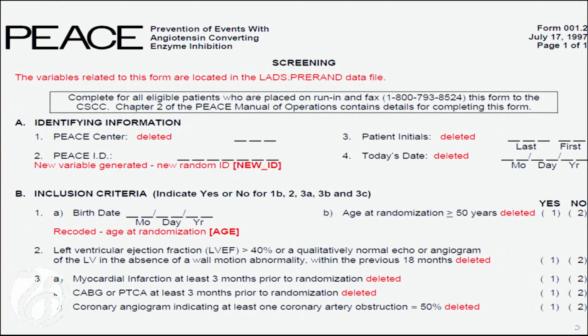Here's an example of putting together a set of data for sharing. This is a problem. This is because of HIPAA. This is data from the PEACE study, which was a study of prevention of events with ACE inhibitors. And this is publicly accessible, but they had to remove any observation that would let people figure out who the person was, okay? So, of course, you don't have the center, and you don't have the ID, and you don't have the initials, and you don't have the date, and you don't have the inclusion criteria, and you don't have the birth date, and you don't have the LVEF, and you don't have whether they had an MI before, none of that stuff, because you could have identified the person.